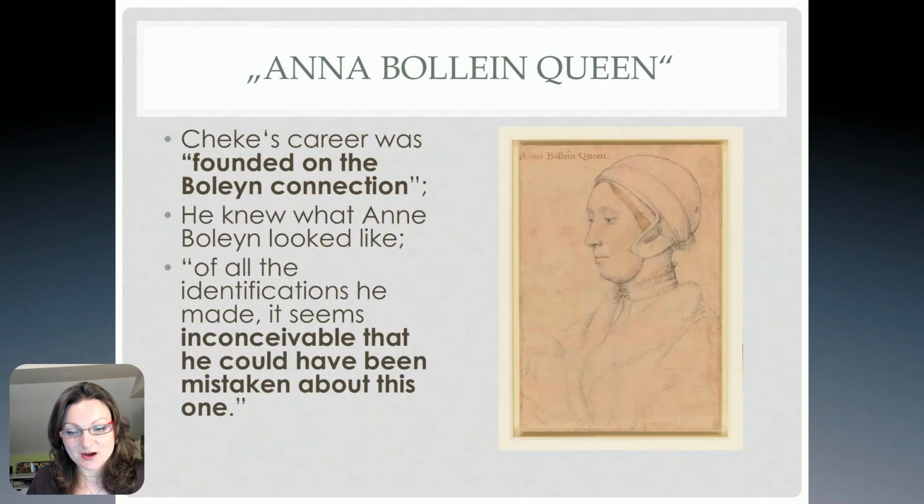Now, as Starkey and Rowlands pointed out in their paper, Cheke's career was founded on the Boleyn connection. He knew what Anne Boleyn really looked like, and of all of the identifications he made, it seems quite inconceivable that he would have been mistaken about this particular one.